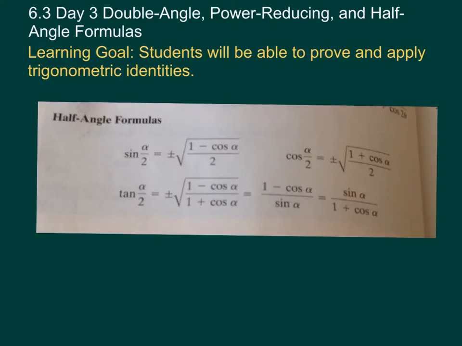Notice tangent has three possible formulas that you can use. Erase that so you can see it. And that plus or minus sign that you see for each formula does not mean that there are two possible answers. That means that you must determine, based upon your angle that is given, if you should use the positive or negative formula.